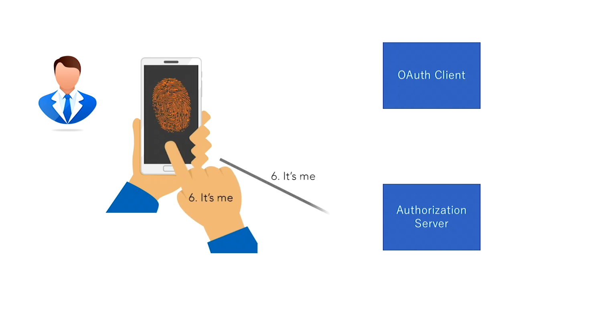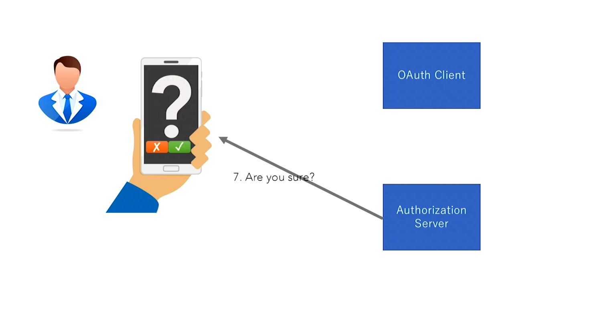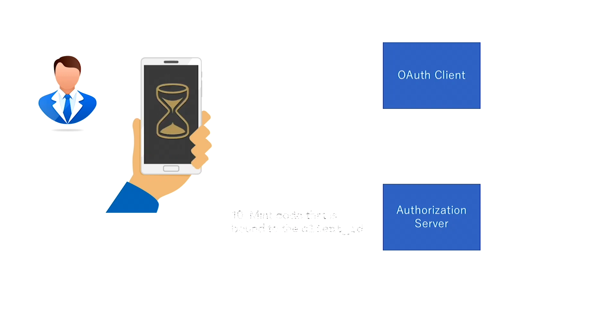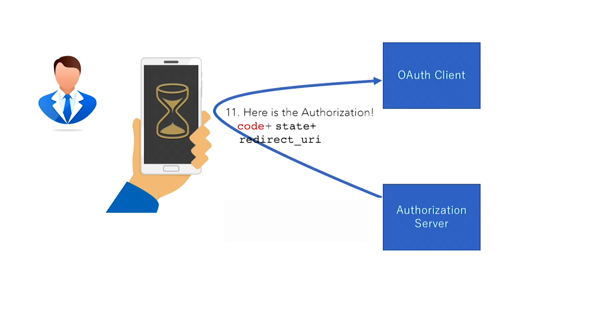Then the authorization server authenticates the user, shows what is asked by the client, and asks the user's permission. Upon the user's action that confirms the user permission, it issues the sender constraint token called authorization code, which is bound to the client ID. It sends the authorization response that includes the code back to the client's callback URI, redirect URI.